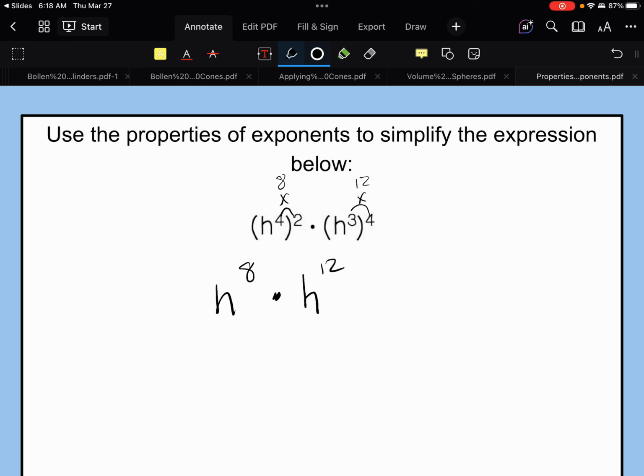Well, now I have like bases, so I can just add 8 plus 12 and get h to the 20th. Because we're still incorporating those first rules, where if we're multiplying numbers with the same base, or letters with the same base with exponents, we can add.